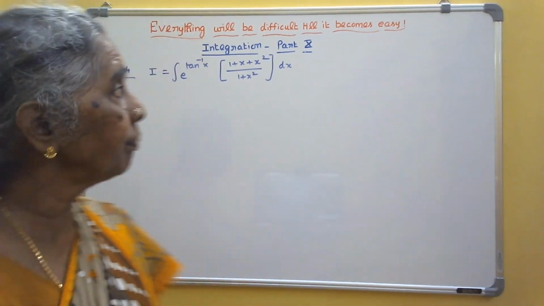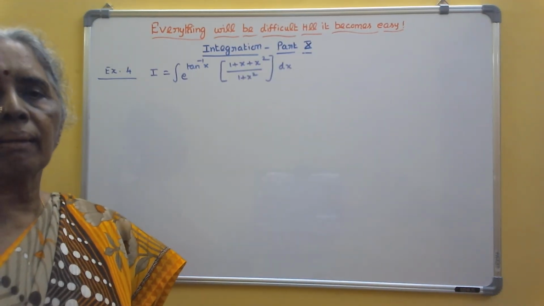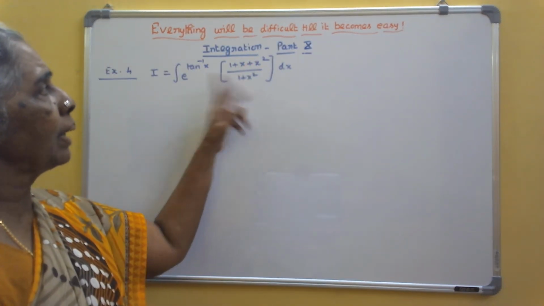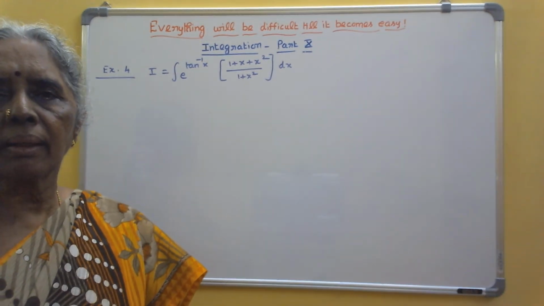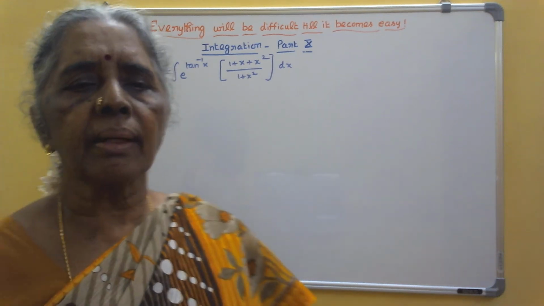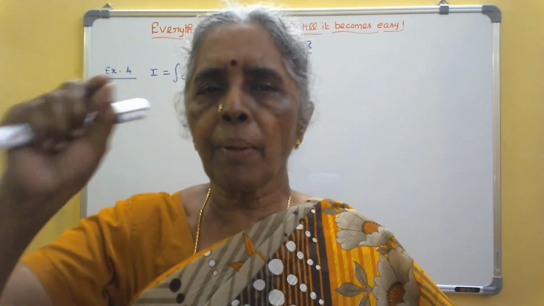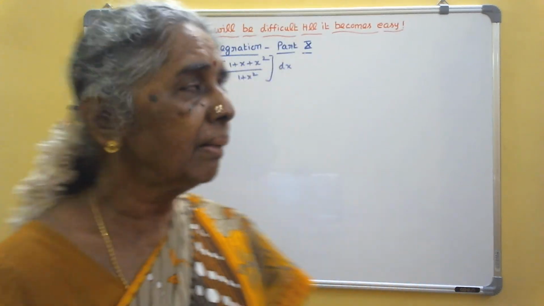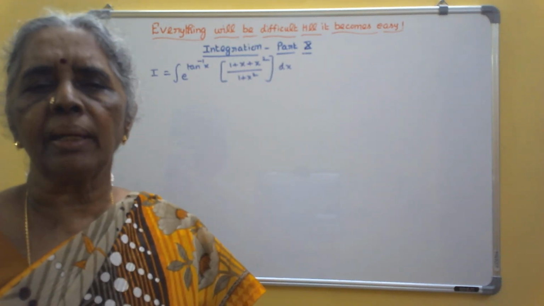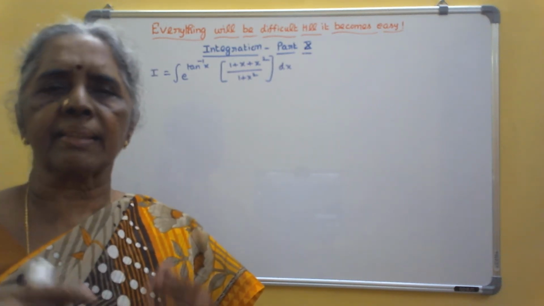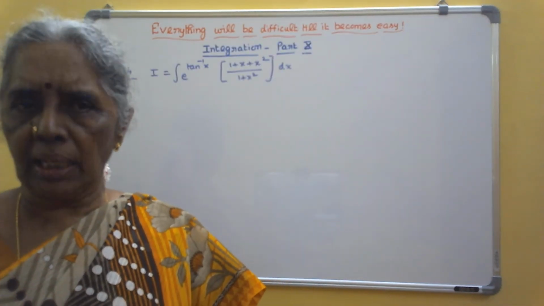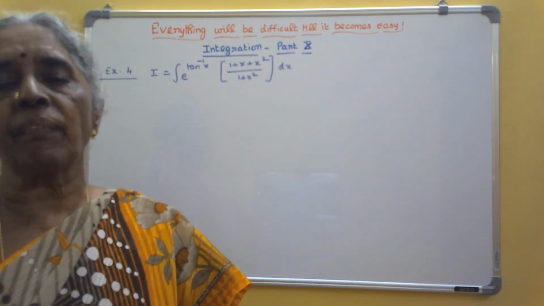See the example 4. I is equal to integral e power tan inverse x into 1 plus x plus x squared by 1 plus x squared dx. Now, when you see the sum itself, you know the formula is integral e power x into f of x plus f dash of x, and only e power x should be there. But here you have a tan inverse x. So the first step definitely will be substituting tan inverse x as t, because we cannot use that formula when it is e power anything else. Only when it is e power x, we can find the f of x and f dash of x.